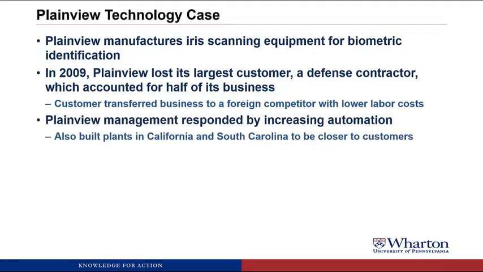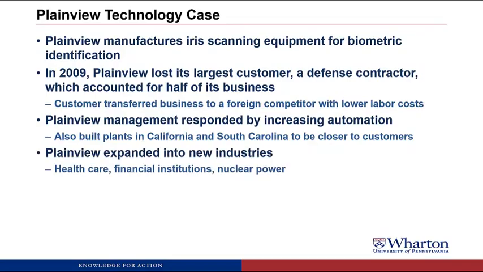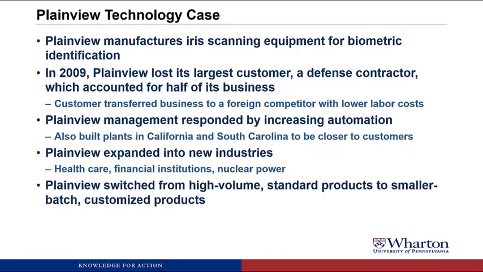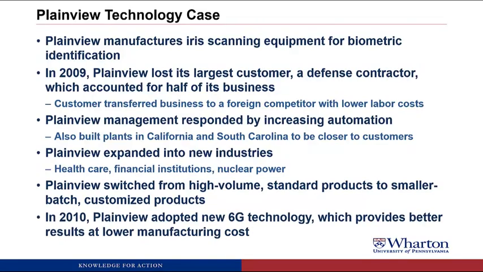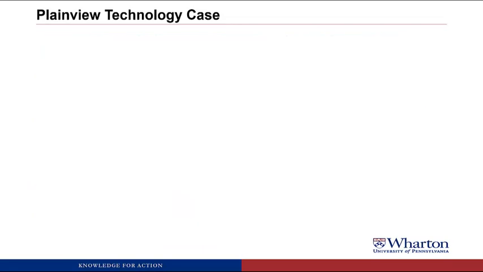Plainview management responded by increasing automation. They also built new plants in California and South Carolina to be closer to their customers. Plainview expanded into new industries, healthcare, financial institutions, nuclear power. They switched from high-volume standard products to smaller batch customized products. In 2010, Plainview adopted new 6G technology, which provides better manufacturing results at a lower manufacturing cost.